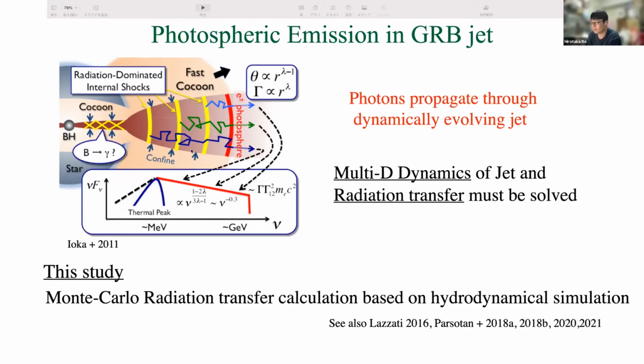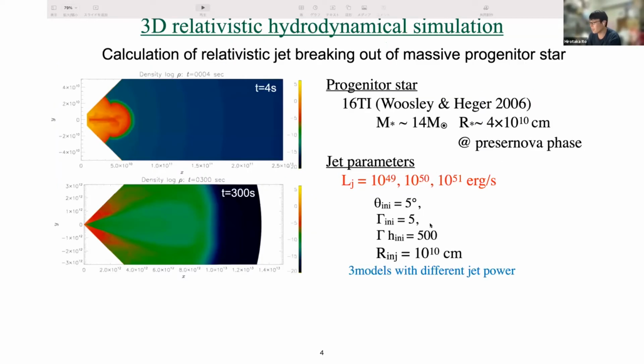For Lorentz vectors, we assume initially 5, but it has the potential to increase to 500 as the terminal Lorentz vector. So such a parameter is assumed in this simulation. An accelerating jet, is it? Yes, initially, yes. All right.